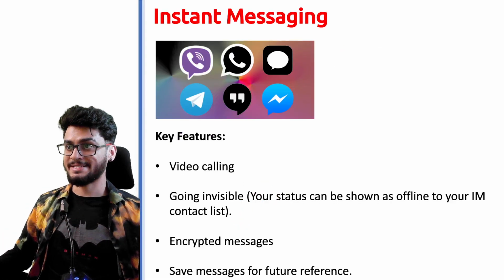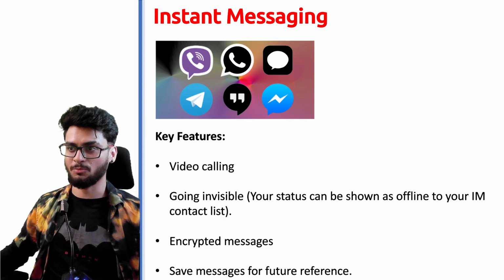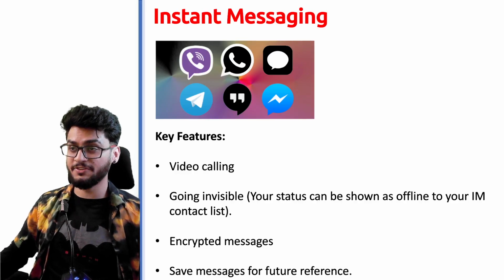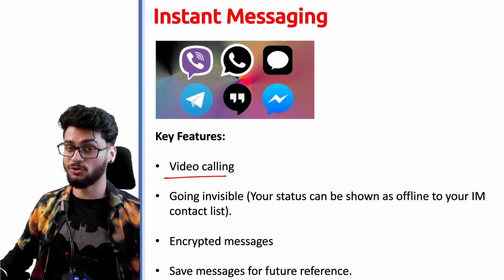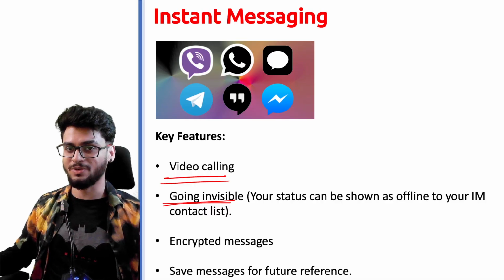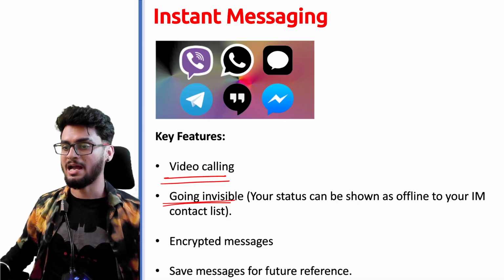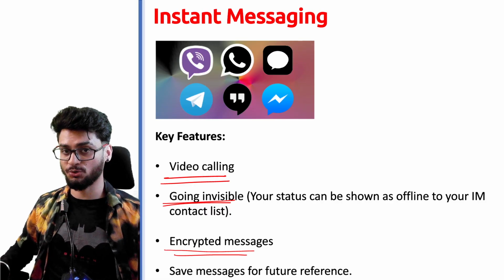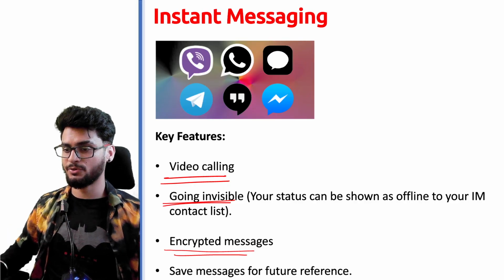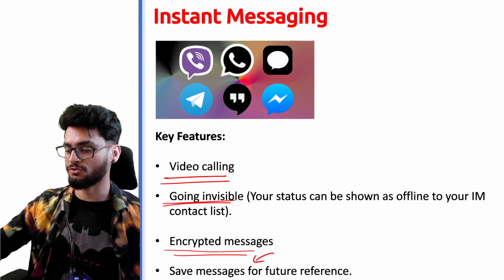Let's talk about instant messaging. You are all very well versed, सबने use किया होगा Telegram obviously, WhatsApp, instant messenger. So what are the features of instant messaging? You can video call, you can switch your status from green to white, और you can also go invisible. आपके जो messages होते हैं सारे secured होते हैं, encrypted होते हैं. No one else apart from the sender and receiver can understand the message, and you can also save the message, या फिर आपकी history available होती है इन सारे instant messaging softwares में.